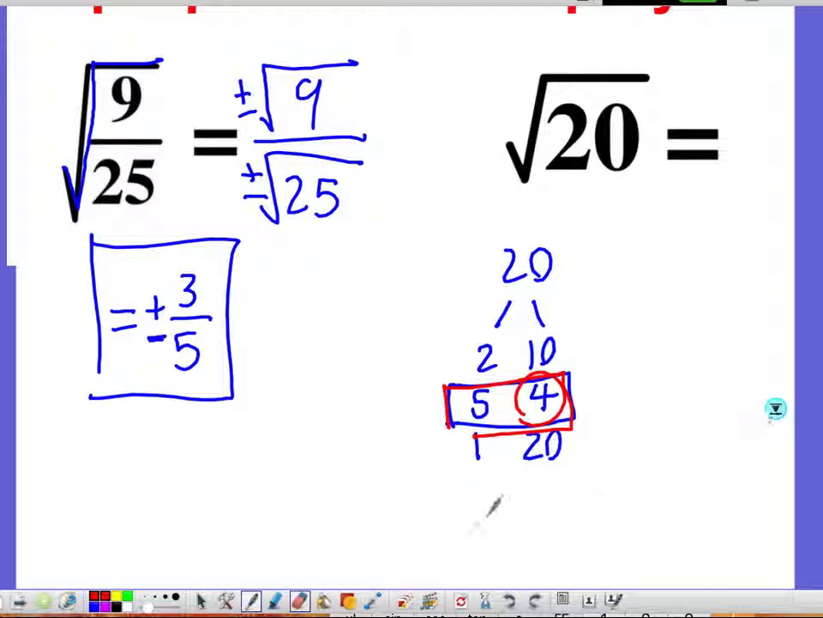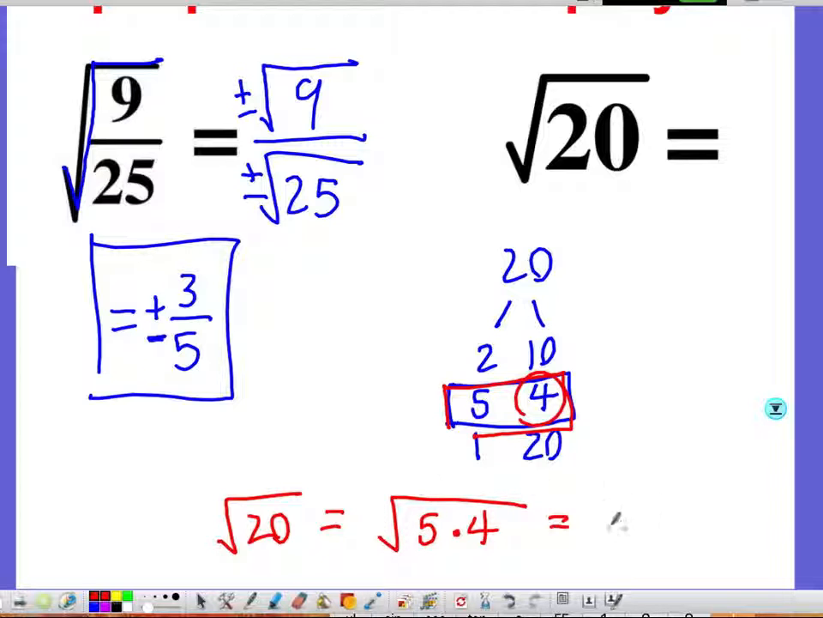And so now what I can do, I can use the product property of square roots, and instead of writing the square root of 20, that's going to be the square root of 5 times 4. And again, I'm going to take that single square root and separate it into 2 different square roots. Here are my 2 square roots, and again I'm multiplying these together. On one square root I have one factor, which is 5, and the other square root I have my other factor, which is 4.